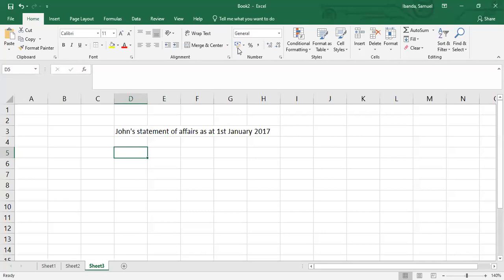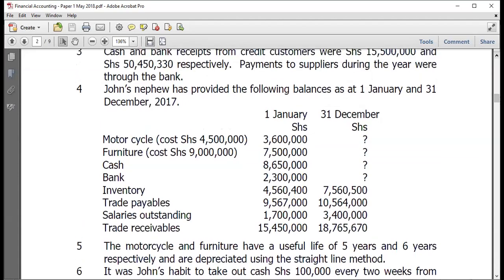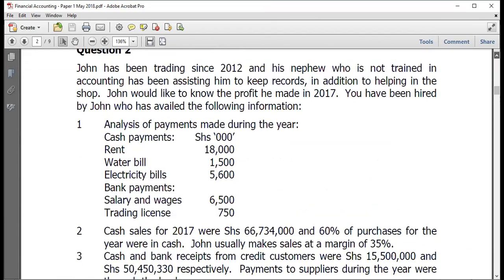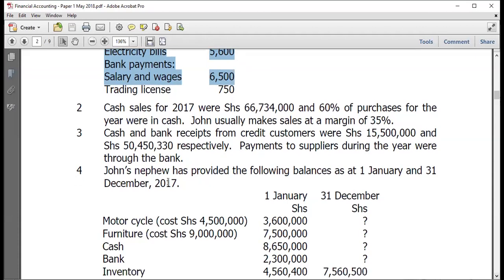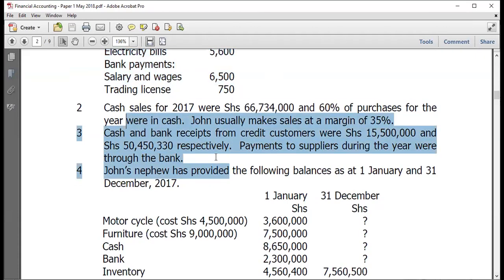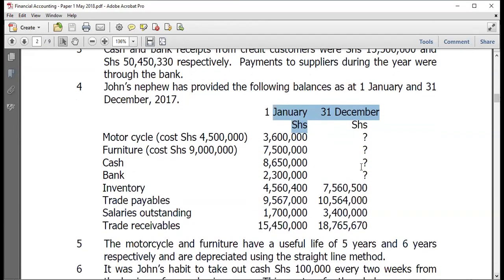So we shall proceed to get the details that we have. As you can see, all this information given to us is for what happened during the year. My interest is what was at the beginning, the beginning values. So I'll move down. This was also during the period. So these are the balances that I'm going to use in drawing up my statement of affairs, okay? They have given me respective balances.